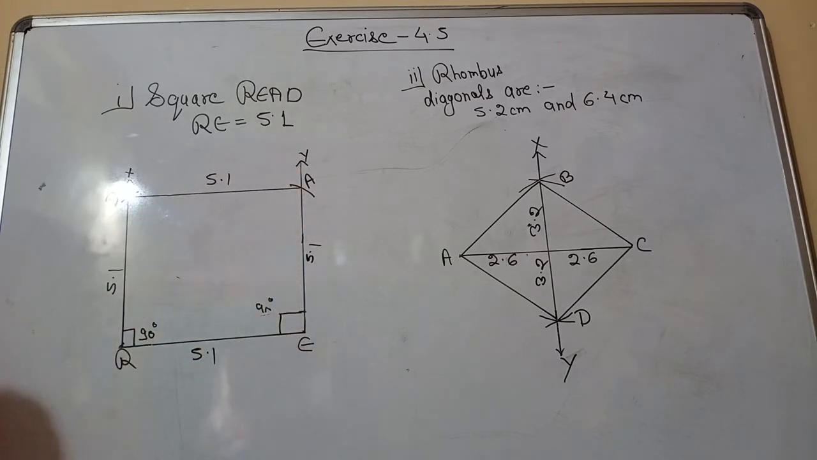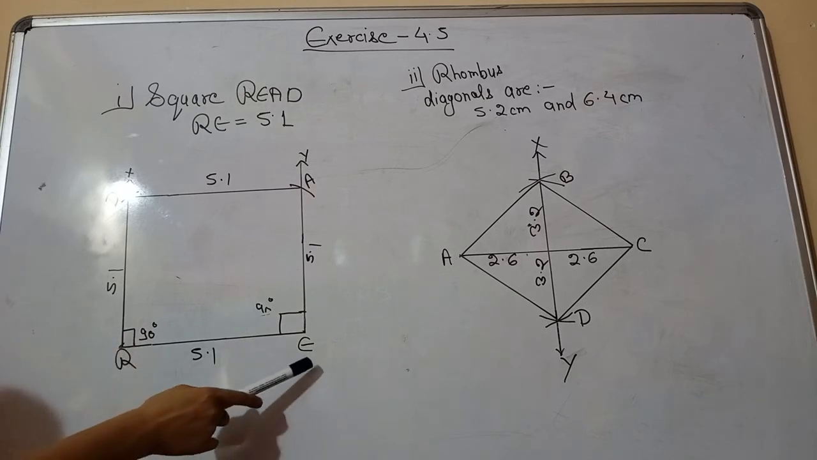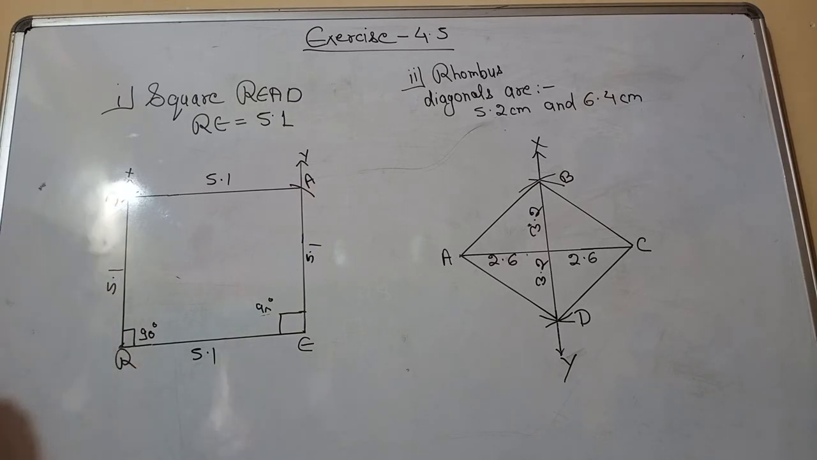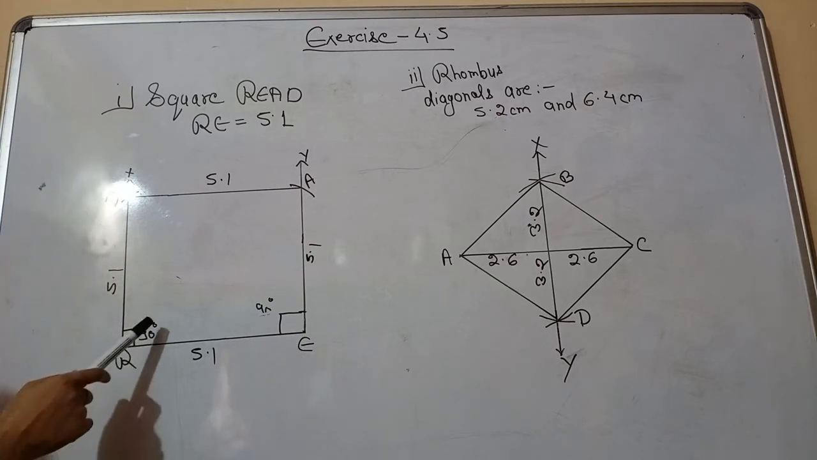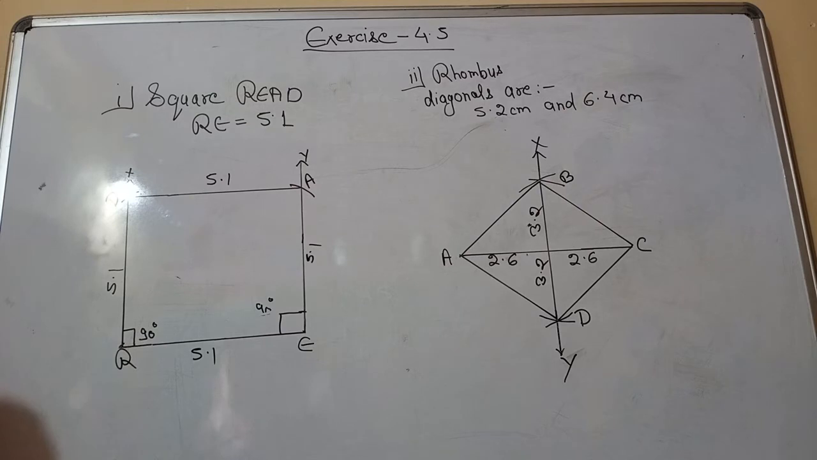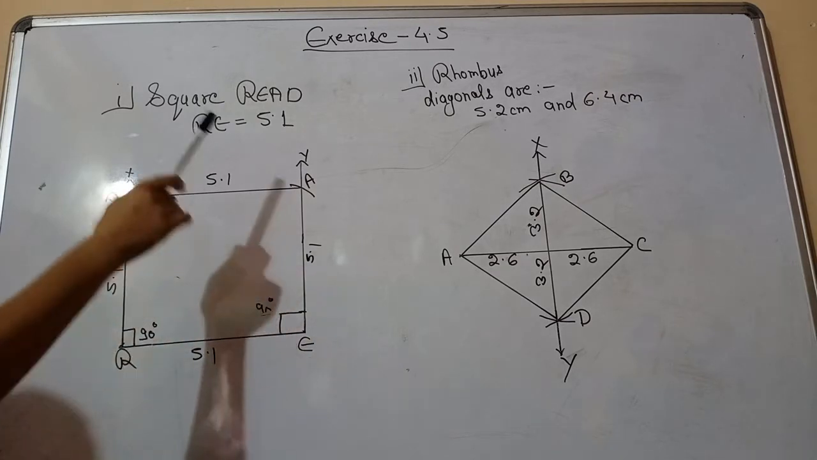Now next step, what we have to do? Same 90 degree angle we have to construct this side. So place your protractor on R and make angle 90 degree, which is ERX. Okay, here you can see this is angle ERX of how much degree? Of 90 degree. So here you are having two angles which are of 90 degree. One is ERX and second one is REY.